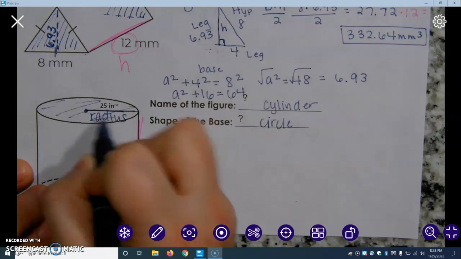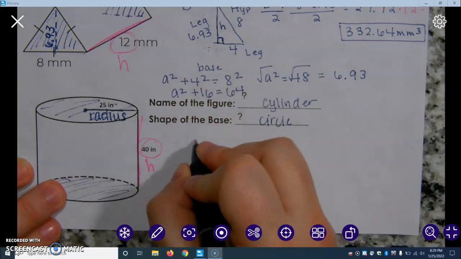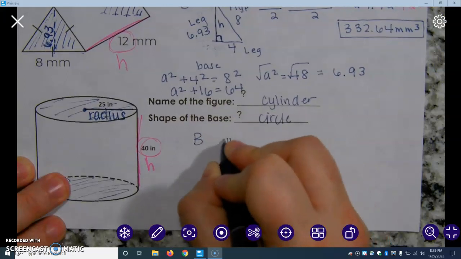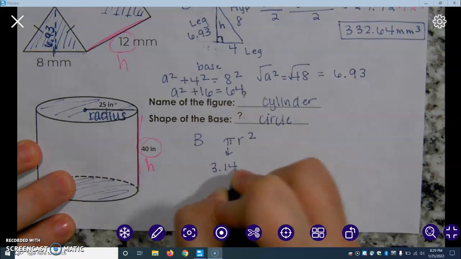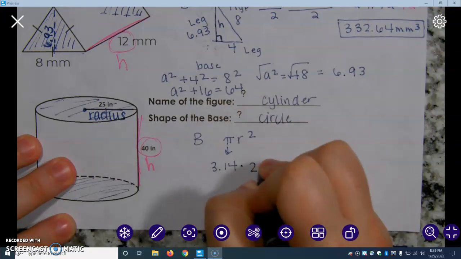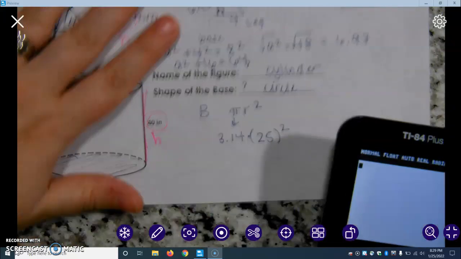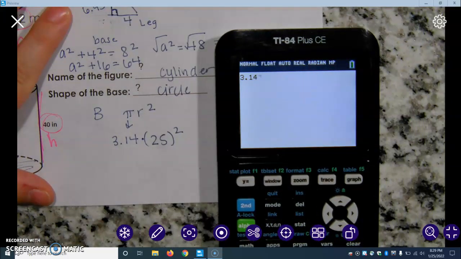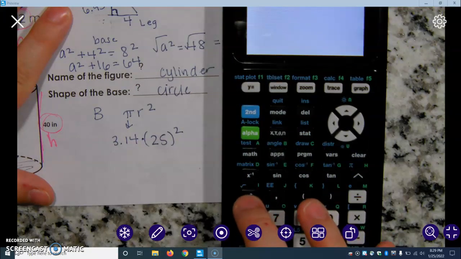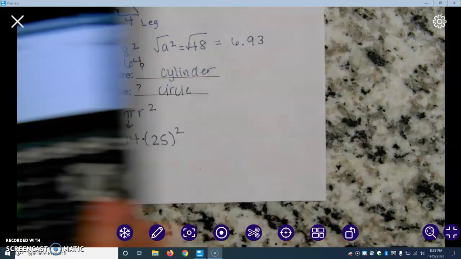Some of you in your area classwork were struggling with a circle. So to find the area of a circle, it's pi r squared. So pi is about 3.14. My radius is 25, and then I have to square that. And I don't know if you were typing it in the calculator wrong or you were doing times 2 instead of squared, but I'm going to do pi times 25. And then I need to hit that button there to get the exponent to show up. So 1962.5.